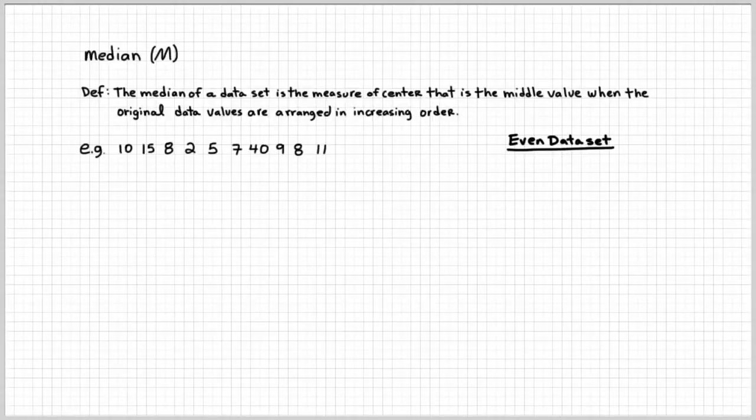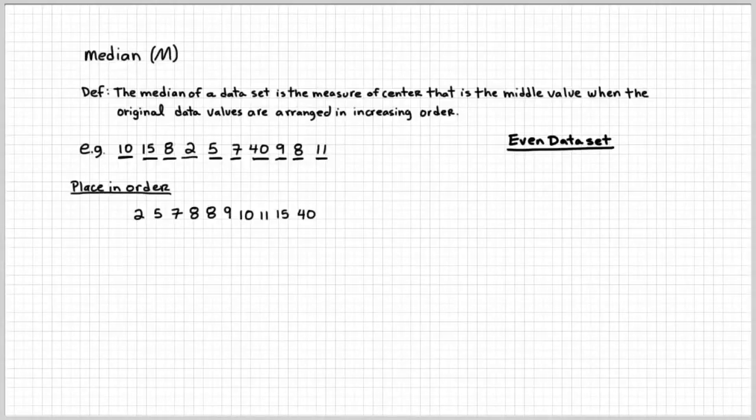First, we're going to look at an even data set. The first thing you want to do is place the data set in order. So what's our first number to put it in order? Yes, 2, then 5, then 7, then 8, and then the other 8, 9, 10, 11, 15, and 40. Then I want to find the center. How do I do that?